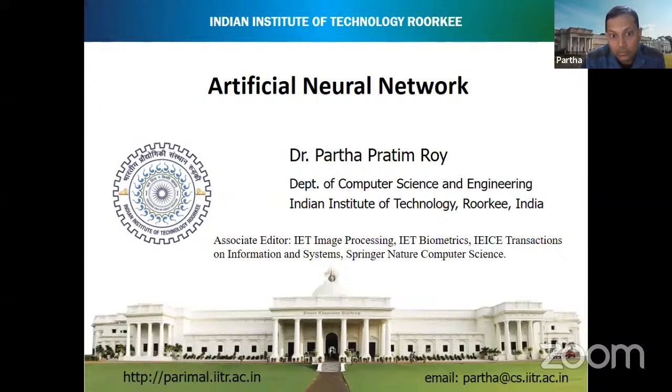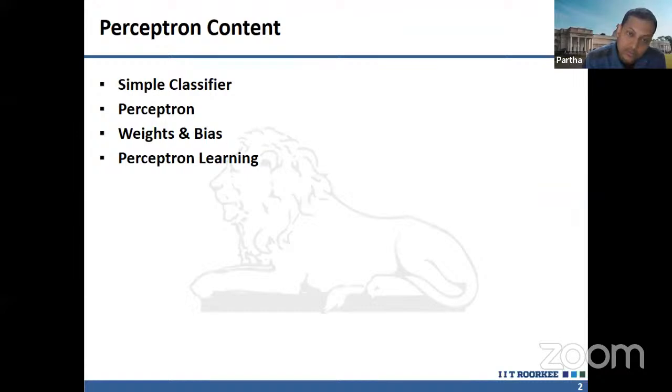So in today's session, we'll be covering the artificial neural network, in two parts. In the first part, I'll cover perceptron learning. In the second part, I'll take the multi-layer perceptron. So in the first hour, I'll talk about the perceptron with a single neuron and how it works, and in the second hour, I'll go through the multi-layer perceptron.